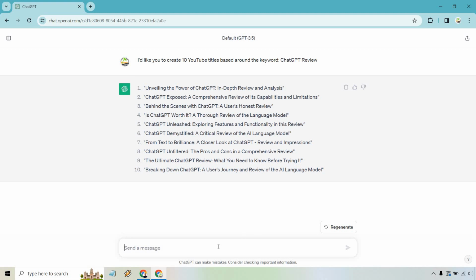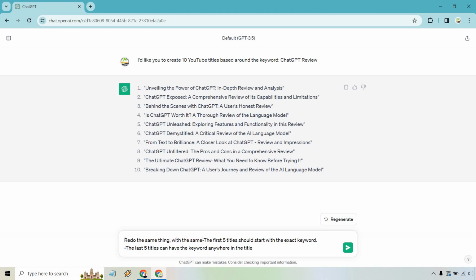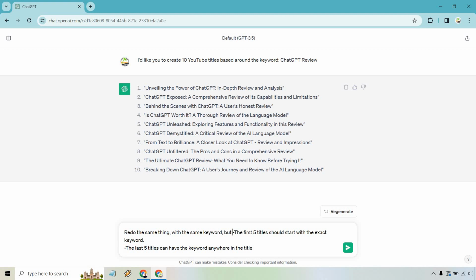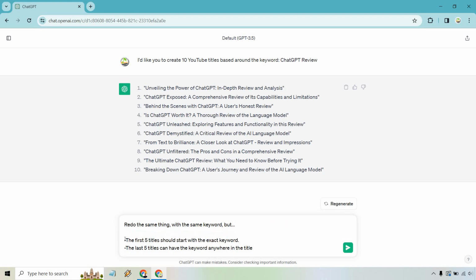So now what you can also do, here's something I'm going to paste in because I have it right there. So I'll just say, redo the same thing with the same keyword, but... I like talking to ChatGPT like it's an actual person, just to make it easy. So, you just did that. That's cool. Let's redo the same thing.